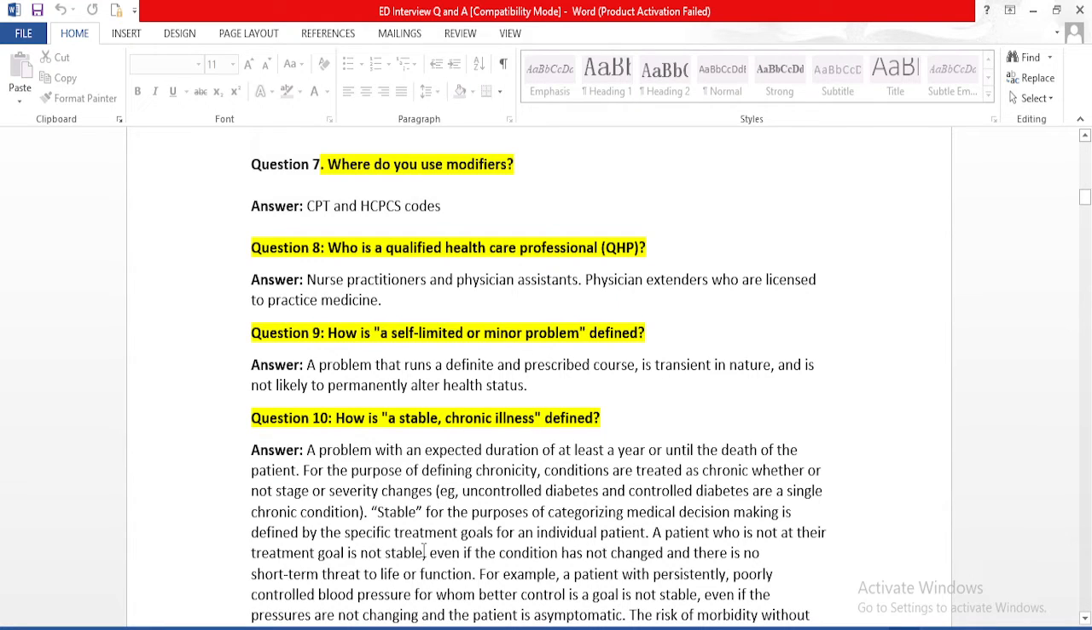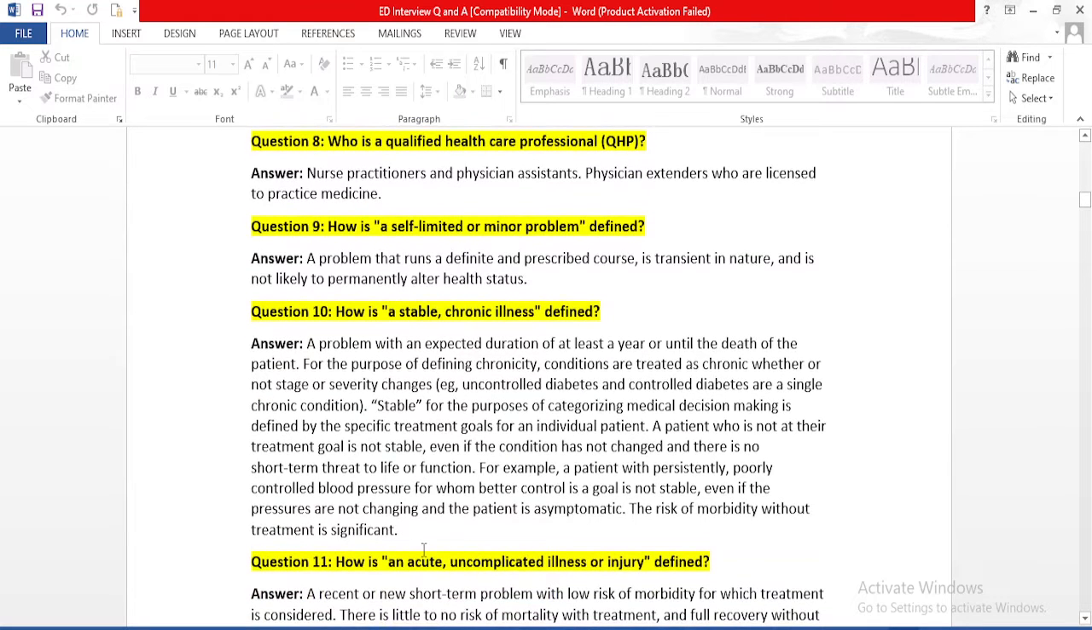Next question, how is a self-limited or minor problem defined? A problem that runs a definite and prescribed course, is transient in nature, and is not likely to permanently alter health status. Self-limited or minor means it is not a serious condition. Transient means it is a less severe condition. It may not change the health status of the patient permanently.